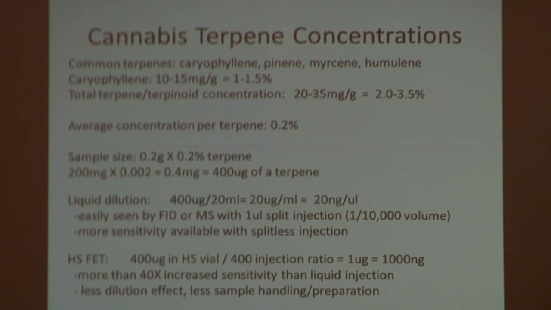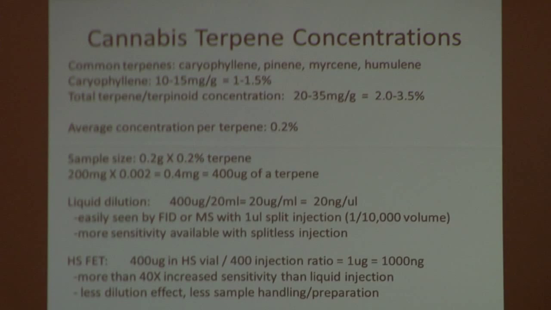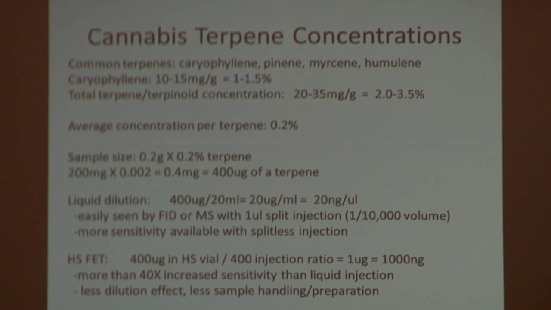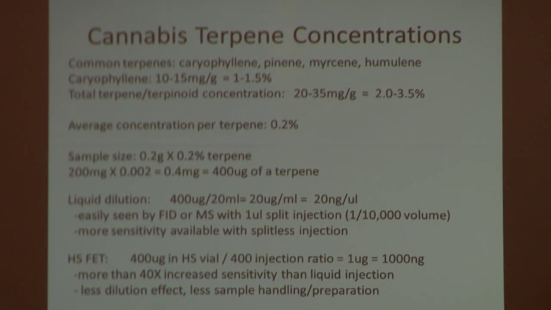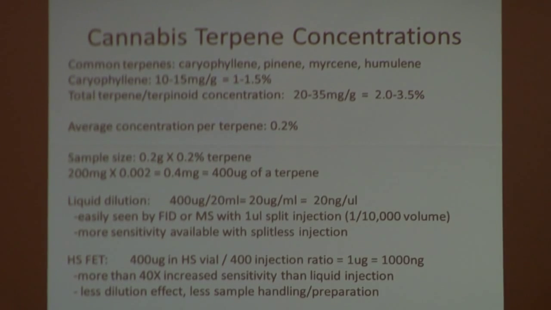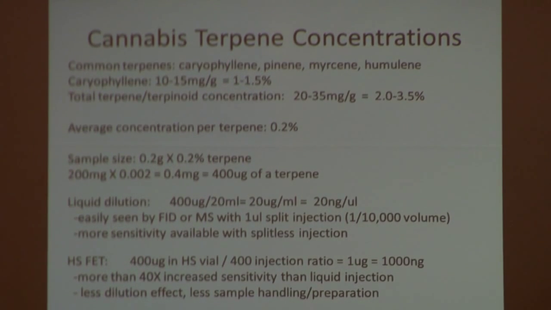So if we were to inject 1 microliter of this solution into a chromatograph, that should put about 20 nanograms into the injector, and at that point we would either be able to work split or splitless, and we should still be able to see that amount of terpene without too much difficulty. But we are diluting the sample a great deal, more than 1 to 10,000 in that solution. So there's a great deal of sample that we're missing, that is not available for detection. You can get more sensitivity by using splitless injection.